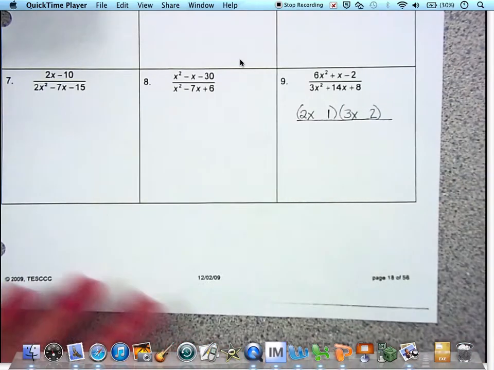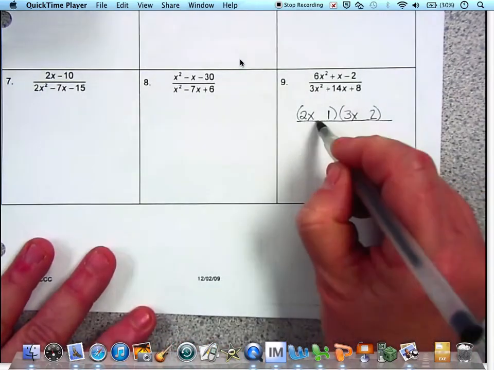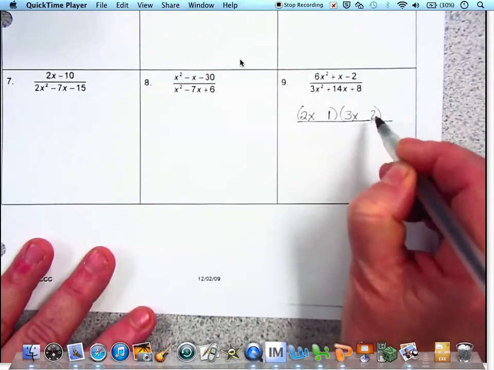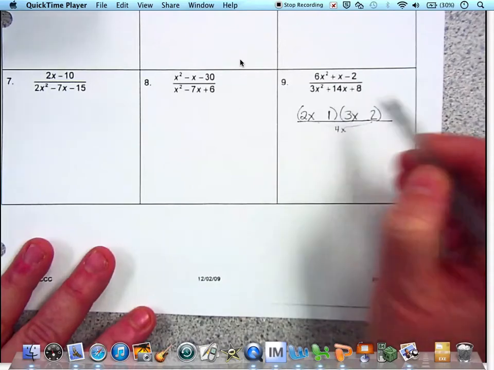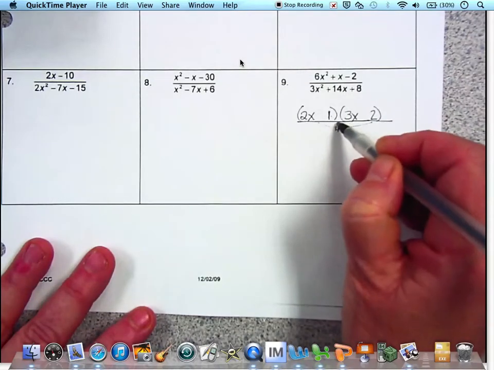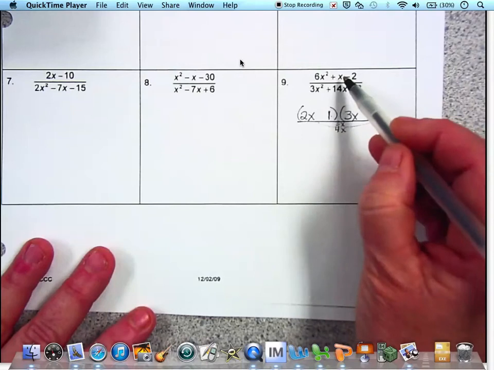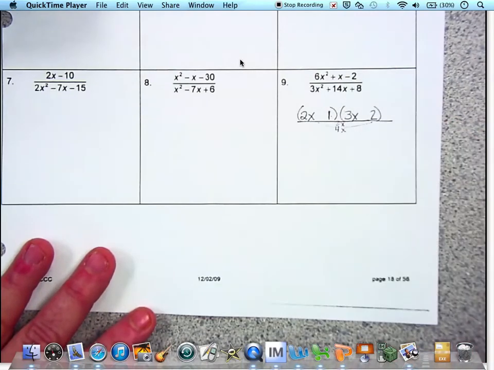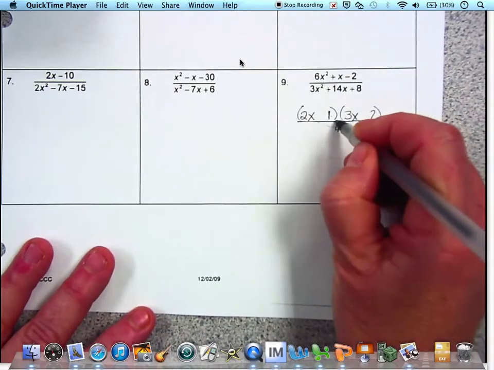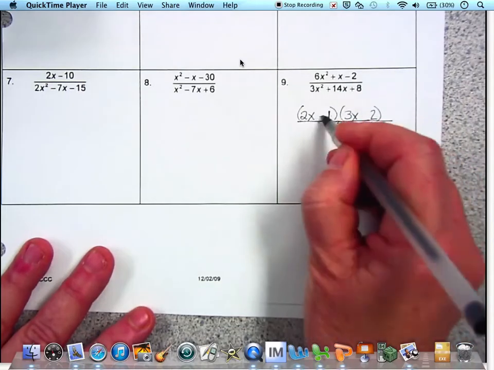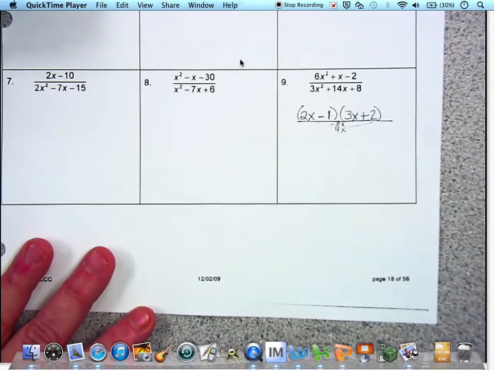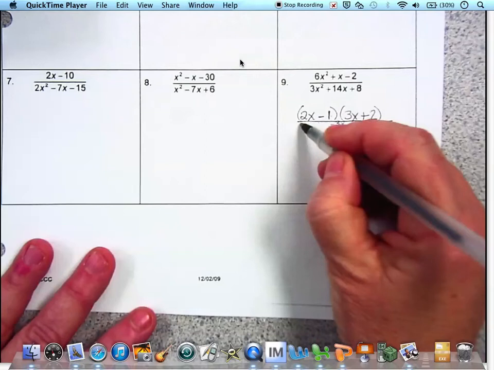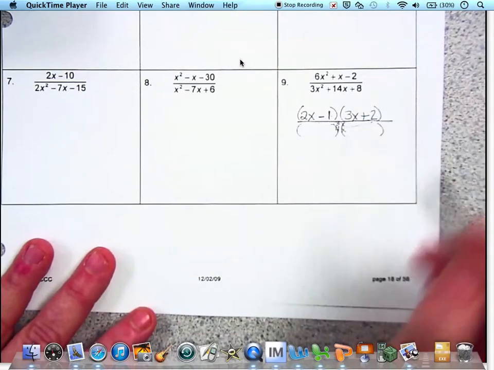Now when you do your outside terms, what's 2x times 2? 4x, and 1 times 3x? 3x, and we need a positive 1x, so what has to be negative? The negative 3x, so the negative 1 and a positive 2. You remember how to do that now? You just have to try, it's just guess and check, okay?